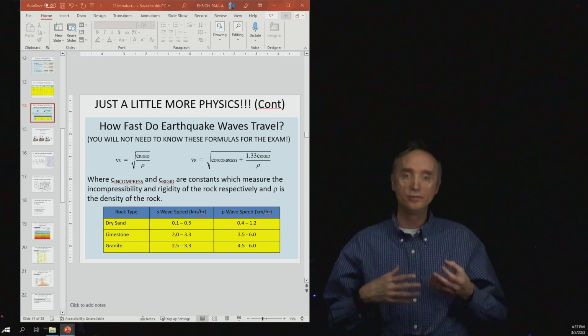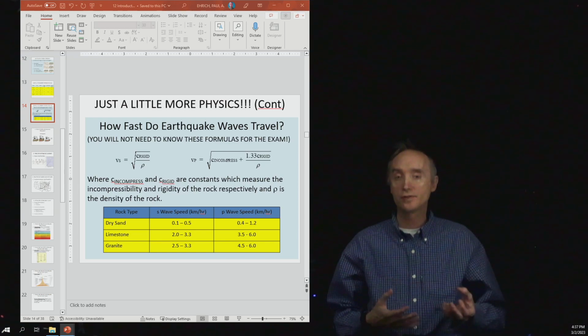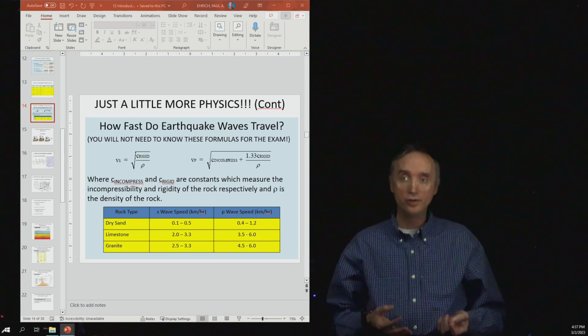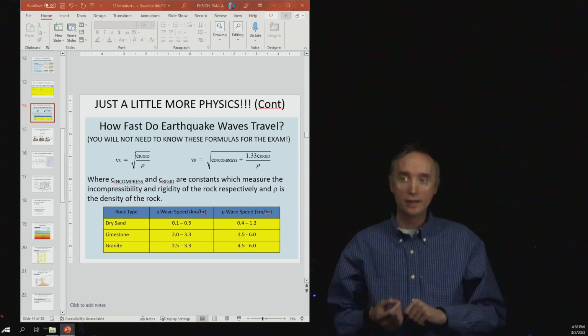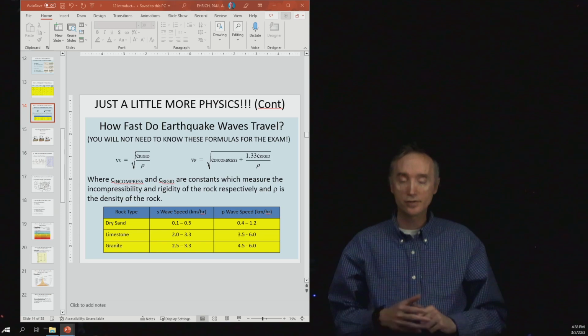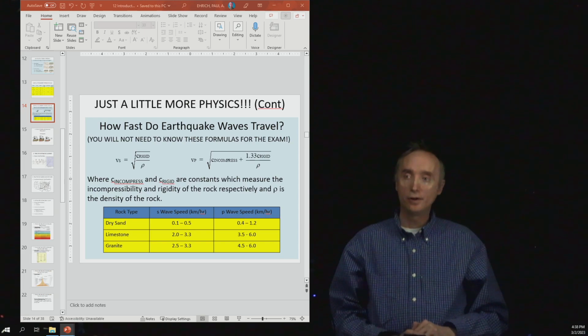So let's say that you want to know how fast does a P wave travel through limestone. Well, you'd have to look up the density of limestone, the incompressibility of limestone, and the rigidity of limestone in a book somewhere, plug it into that formula, and then you could calculate how fast that P wave would travel through limestone.